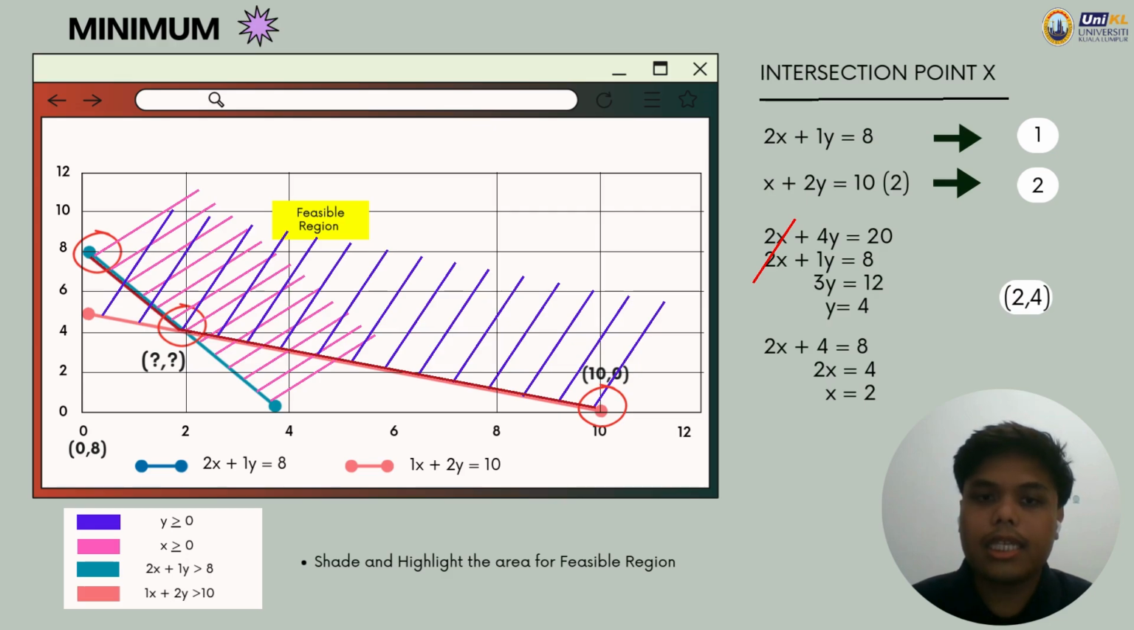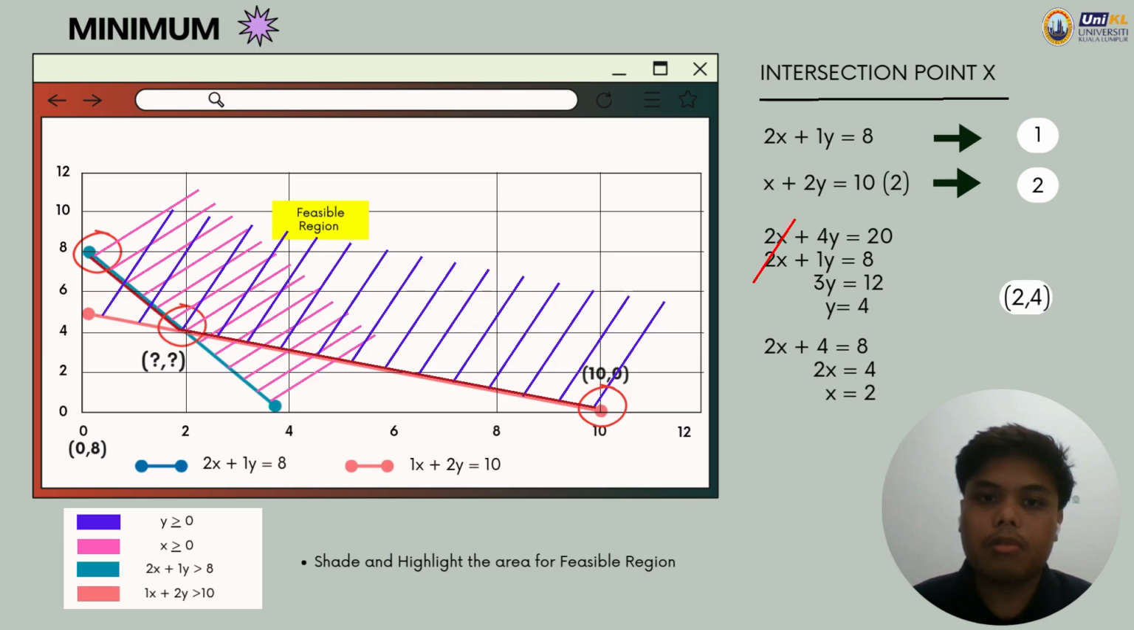Step number 4, other corner points. Other important corner points are shown here. The first corner point, x equal 0, y equal 8. That means the intersection of the y-axis and the line 2x plus y equal 8. Number 2, x equal 10 and y equal 0. That means the intersection of the x-axis and the line x plus 2y equal 10. And the last corner point, x equal 2, y equal 4. That means the one from the calculation. They are the points we test.